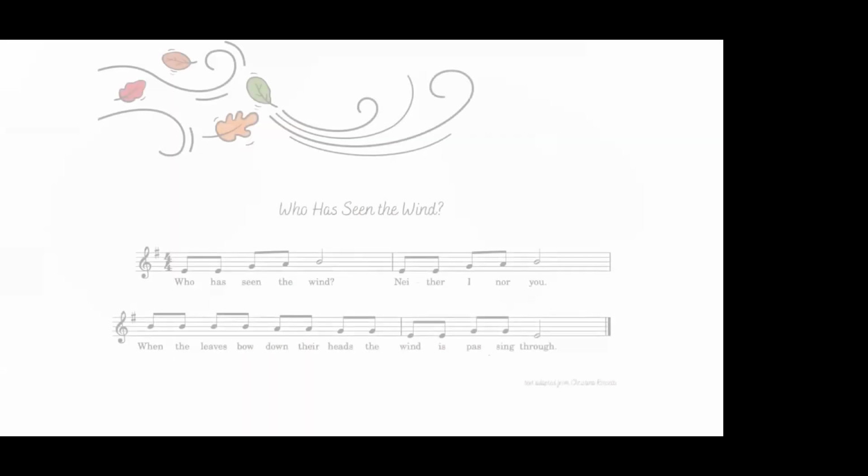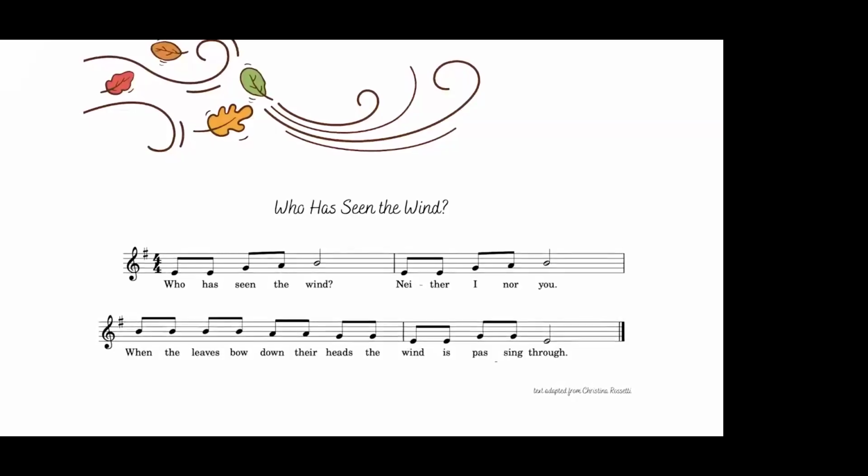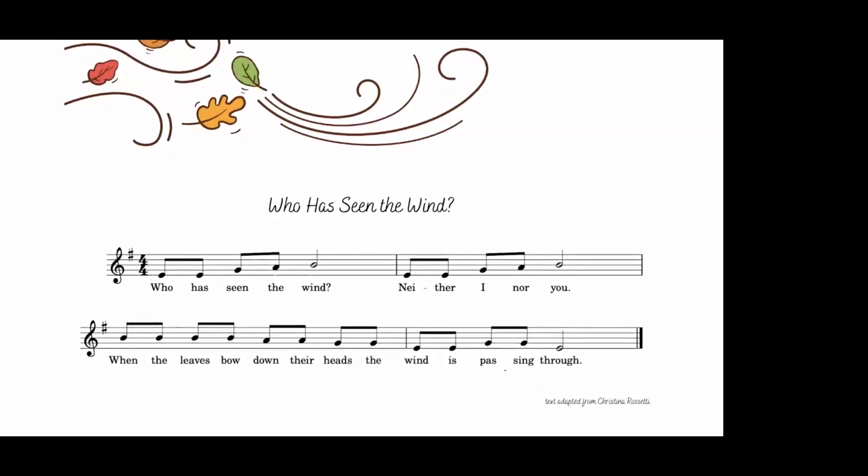One of my favorite songs to use in elementary music class is called Who Has Seen the Wind, and it usually ends up being one of my students' favorite songs too. It's short, it's simple, it has a beautiful melody. The text is adapted from the poem Who Has Seen the Wind by Christina Rossetti. We're going to explore 3 activities you can do with this song to connect what students are learning in science and ELA with the music standards.